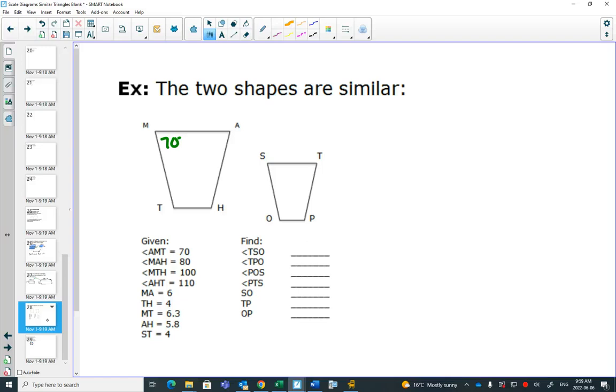Now for labeling these, did you get that MAH was the 80 degrees? MTH, that's this one, 100. And AHT is 110. MA is 6. TH is 4. MT is 6.3. AH is 5.8. And ST is 4.